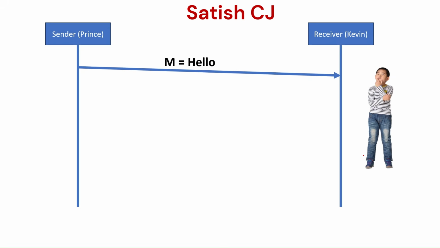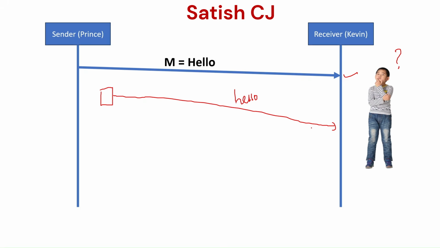The question is how Kevin can be assured that he is receiving only the message from the sender Prince. That Prince is only sending the message. So how can Kevin be assured of that? See, even a hacker who pretends to be Prince, let's say this is the hacker who pretends to be Prince, can send a message to Kevin, hello. So how is it that this receiver Kevin is going to identify that this is actually Prince who is sending me the message and this is the party who is not Prince?